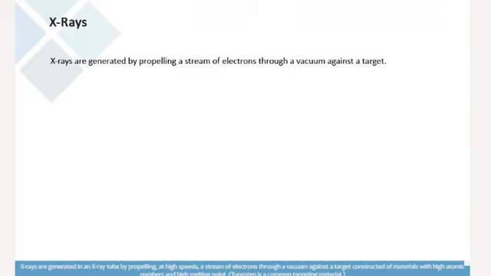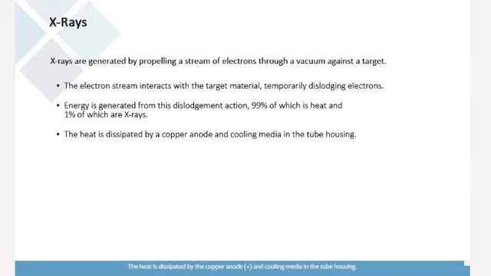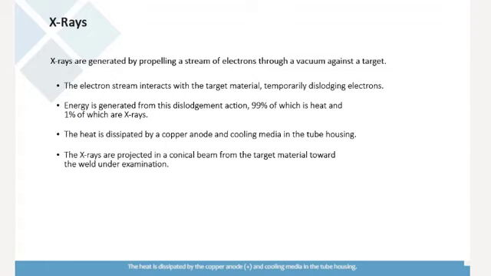X-rays are generated in an X-ray tube by propelling, at high speeds, a stream of electrons through a vacuum against a target constructed of materials with high atomic numbers and high melting point. Tungsten is a common targeting material. The electron stream interacts with the atomic structure of the target material, temporarily dislodging electrons. Energy is generated from this dislodgement action, 99% of which is heat and 1% of which are X-rays. The heat is dissipated by the copper anode, plus cooling media in the tube housing. The X-rays are projected in a conical beam from the target material against the weld under examination.